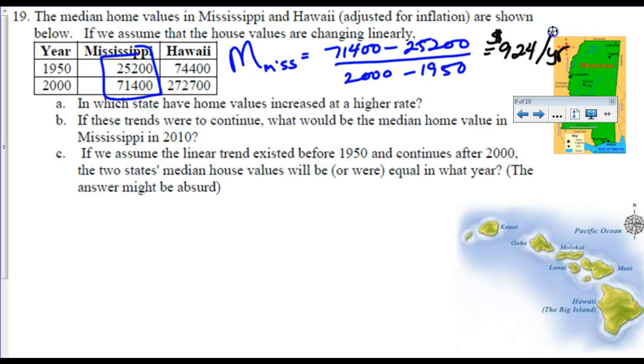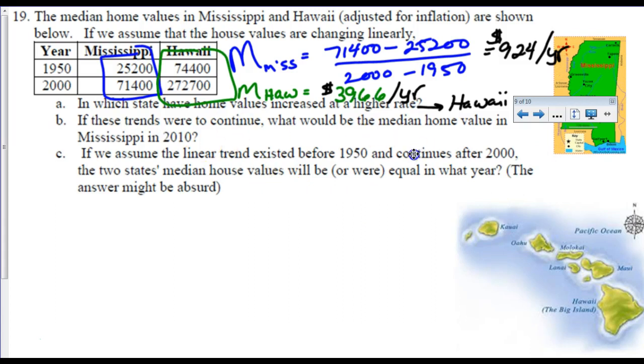So we're going to do the same thing, but for Hawaii. So the slope for Hawaii would be, okay, clearly there's a bigger rate here, but let's calculate it anyways. So if I subtract 272,000 minus 7440. Okay, so I already did this, and then I divided by 50, and I got $3,966 per year. So which state has a higher increase rate? That would be Hawaii.